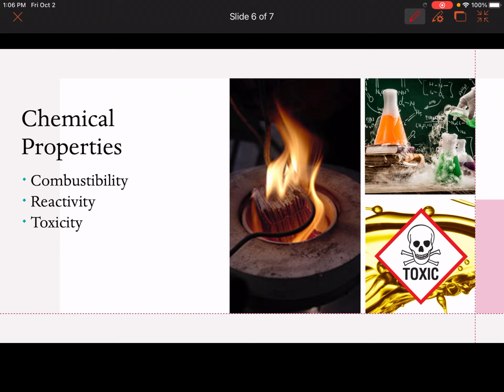We also have chemical properties. We're only going to learn about three. So combustibility is our first one, and combustibility is just how well something burns. Reactivity, how well something reacts. And we talked about the different families the other day and how that was related to their reactivity. And the third one we're going to look at is toxicity. So toxicity is how poisonous something is. And that's going to be our chemical properties there.